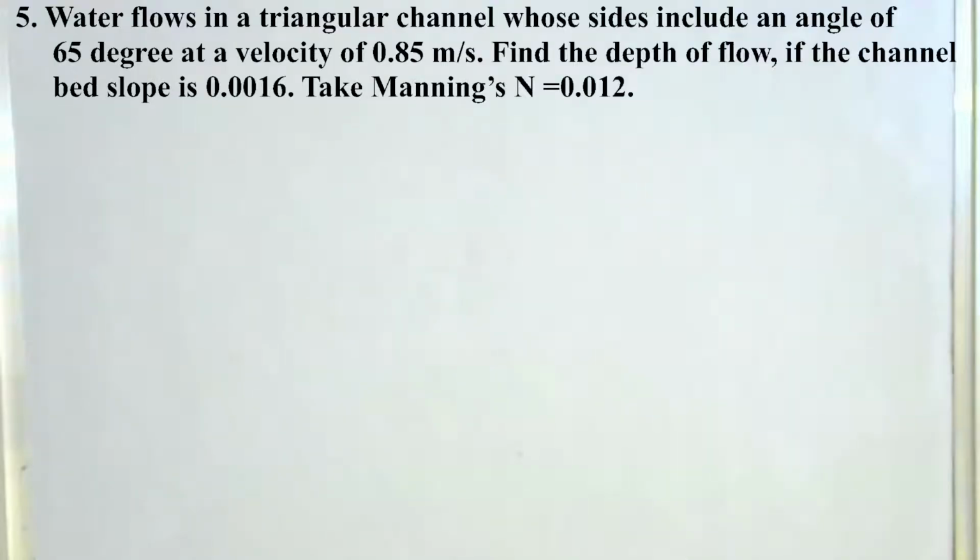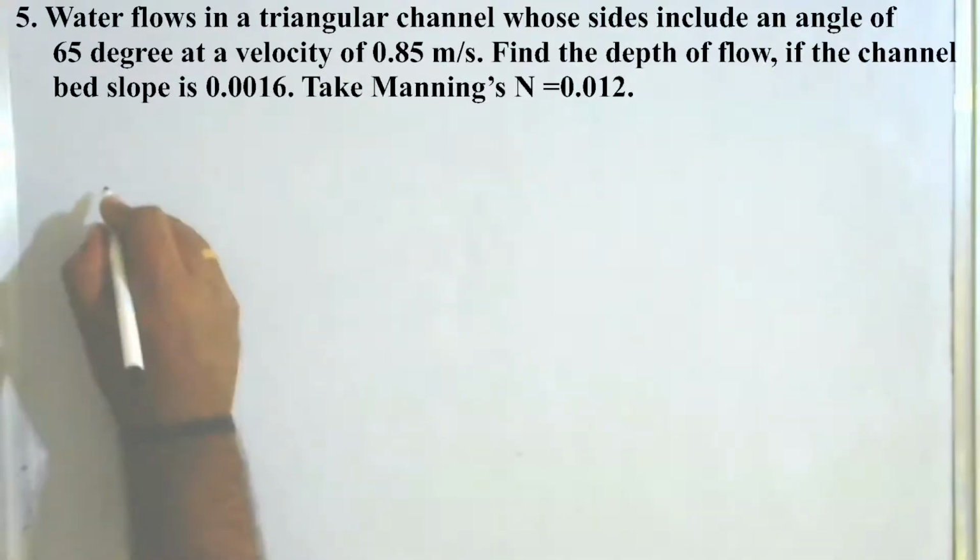Next, problem number 5. Water flows in a triangular channel whose sides include an angle of 65 degree at a velocity of 0.85 meter per second. Find the depth of flow if the channel bed slope is 0.0016. Take Manning's n equals 0.012. So this is clearly a problem on a triangular channel. So let me write the sketch of a triangular channel here.